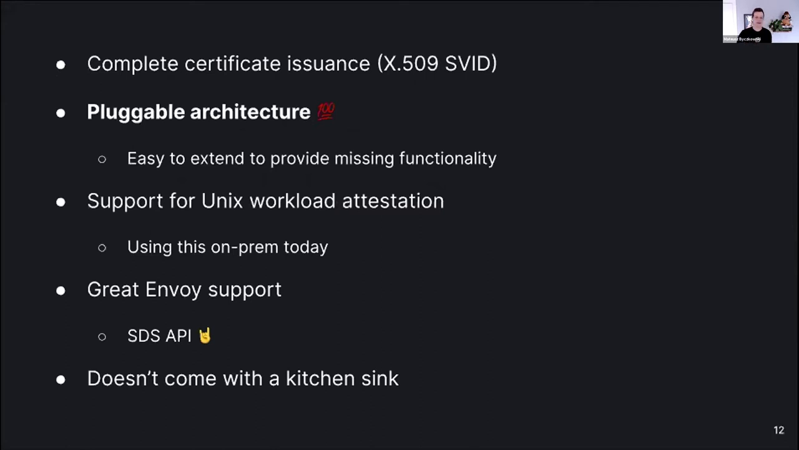We had to look at SPIRE, and we started looking at it probably around 2 years ago. So SPIRE was still very early on as a project, but it already had a lot of features that we cared about. And I think one of the biggest things for us was it had a pluggable architecture. It was great because it came with lots of plugins, but for anything custom that we'd have to build, we could extend it.